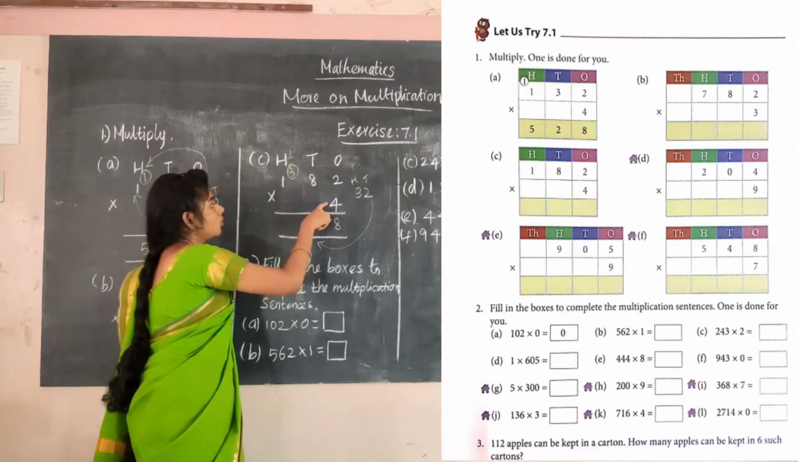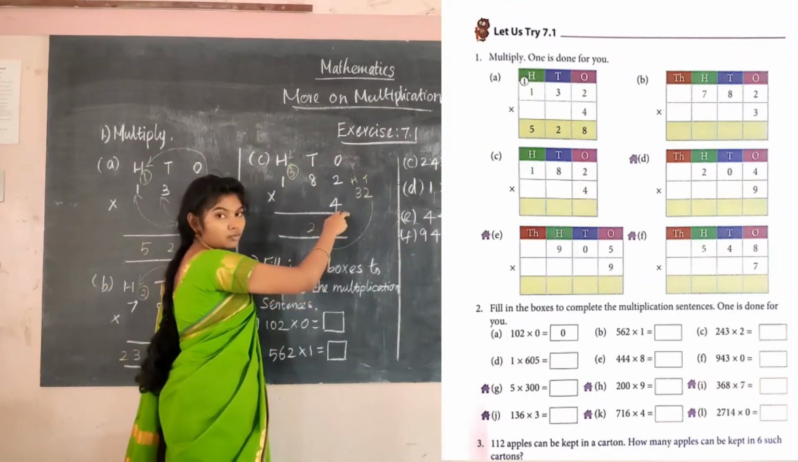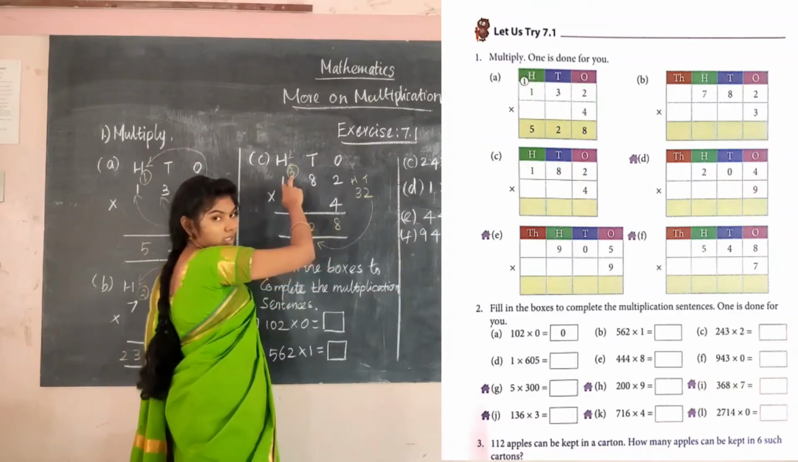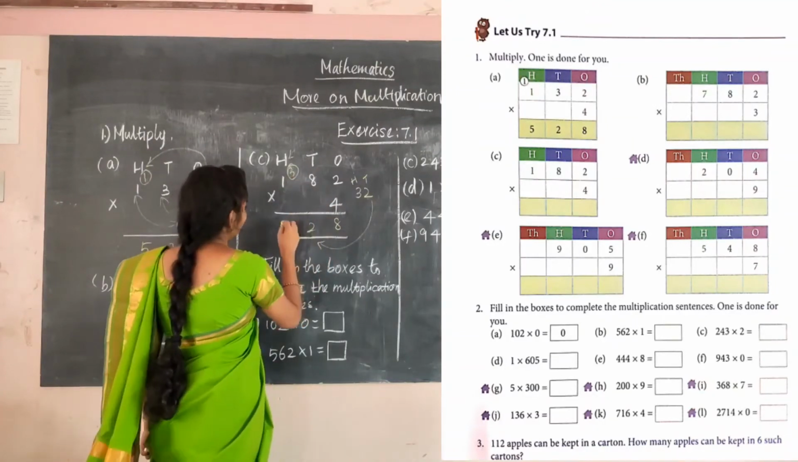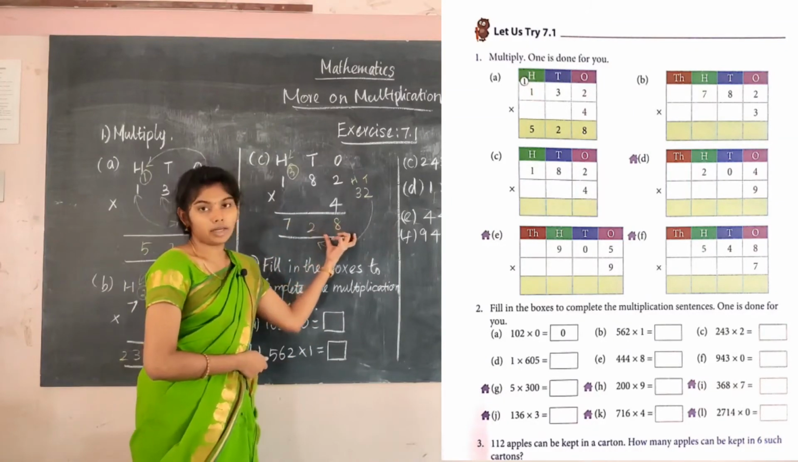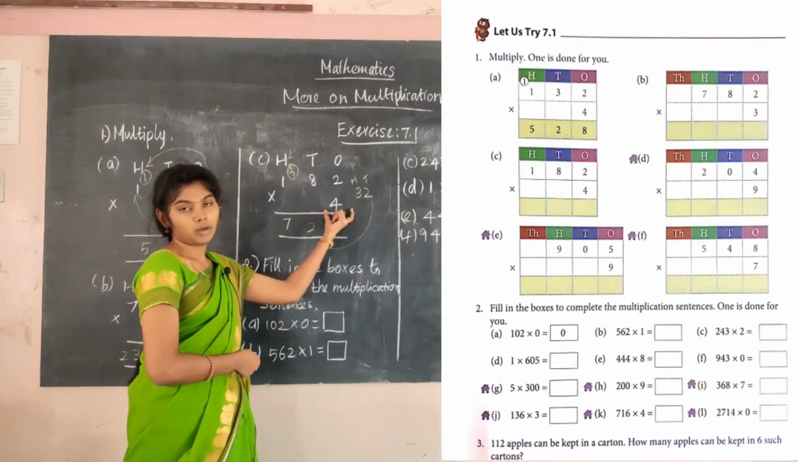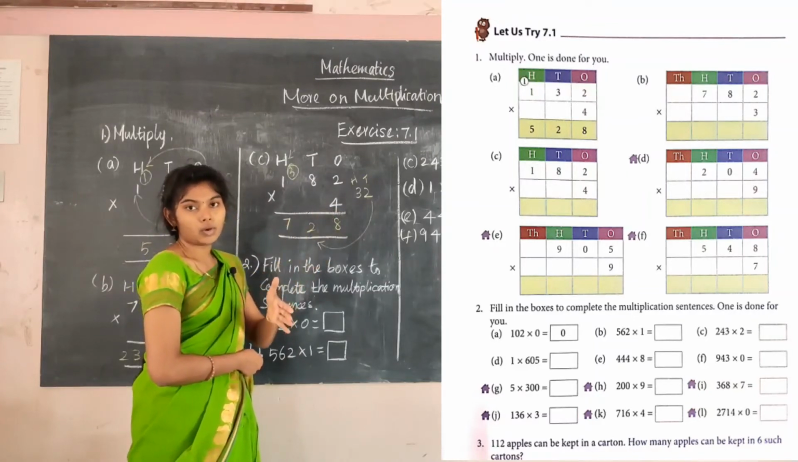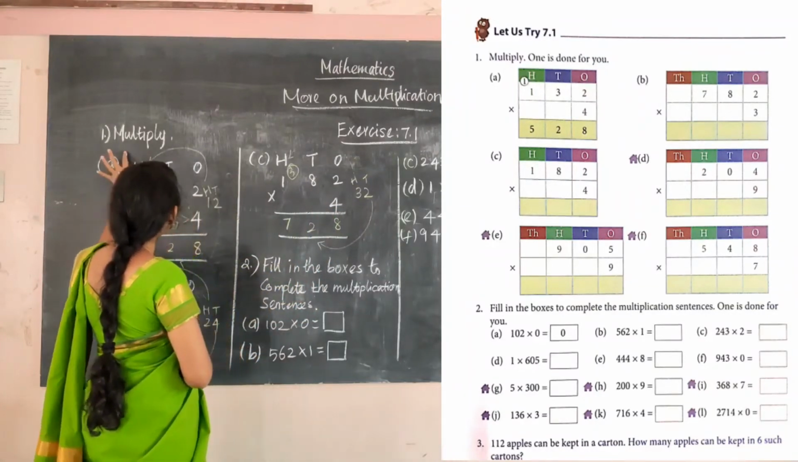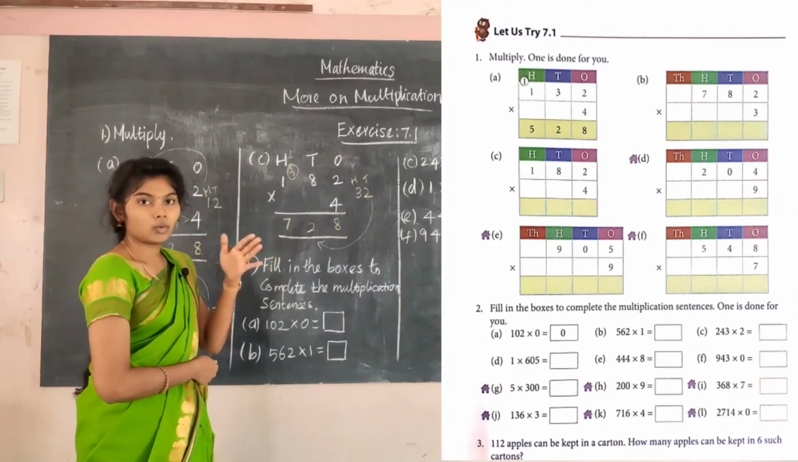And now we are going to multiply the hundreds place number and the ones place number. 1 4 is 4. Then 4 plus 3 is 7. So now we got the answer, 728, by multiplying a 3-digit number by a 1-digit number. So the remaining problems you are going to do as your homework. In the first problem to multiply, the rest of the problems are there. Those problems you are going to do as your homework.